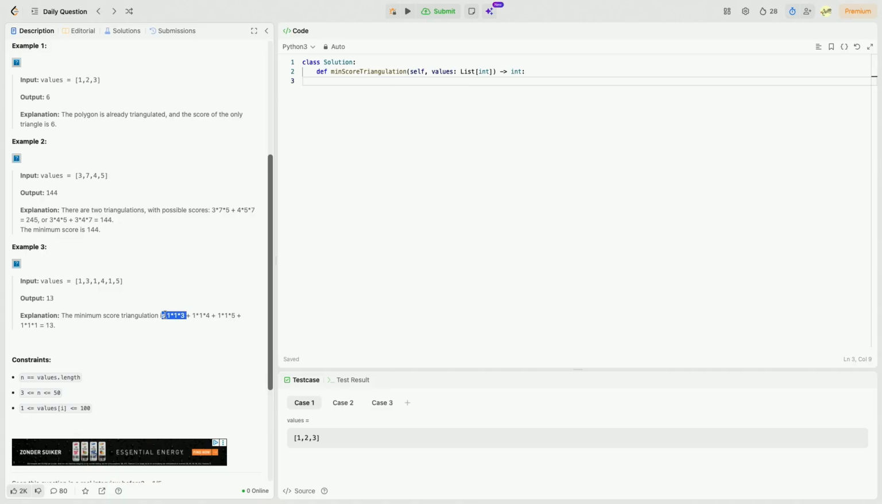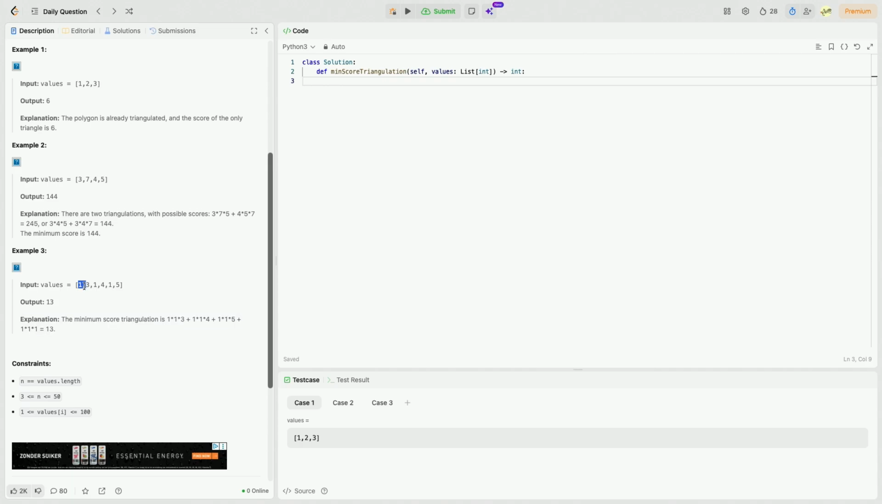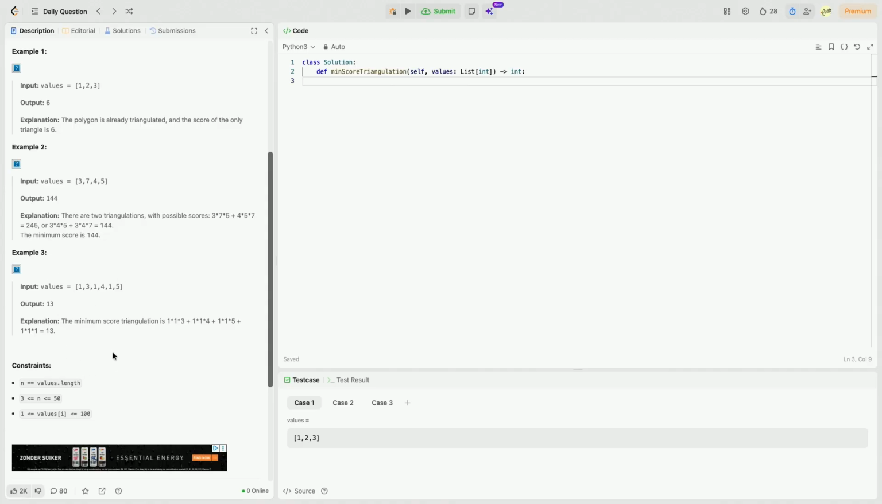So they have 1, 1, 3, and 1, 1, 4. So this would be 1, 1, 3, and this would be 1, 1, 4. Now there's only one overlapping vertex, which means the last one would have to be 1, 1, 5, and then 1, 1, 1. Okay, that doesn't make sense. I guess that's correct, but how they pick them doesn't make sense to me. It would be nice to see how they pick all the other ones and compute their scores.